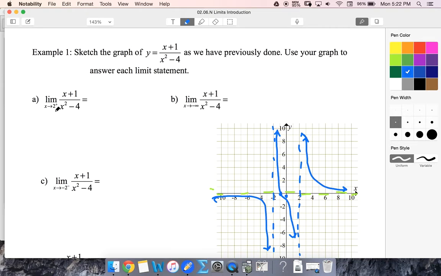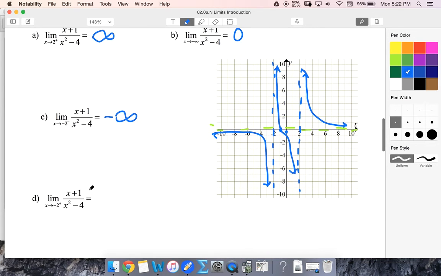So let's look at these limits. Limit as x goes to 2 from the right. Going towards 2 from the right, my y value is going up towards positive infinity. Limit as x is going towards negative infinity, that's out this way, and that's 0. Limit as x is going to 2 from the left. 2 from the left takes me down to negative infinity. And my limit as x is going to negative 2 from the right, I'm going up to positive infinity.